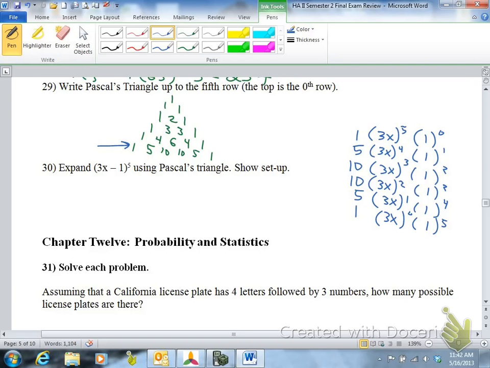There's one other thing that you have to be careful about. They're alternating signs, so you start with plus, minus, and go back and forth. And then you simplify all that.